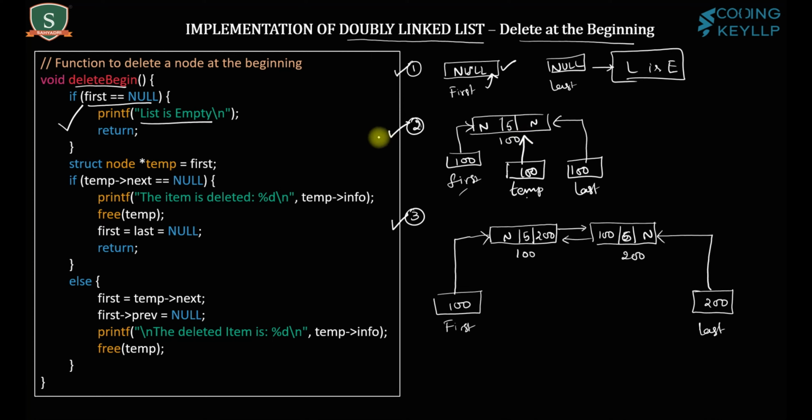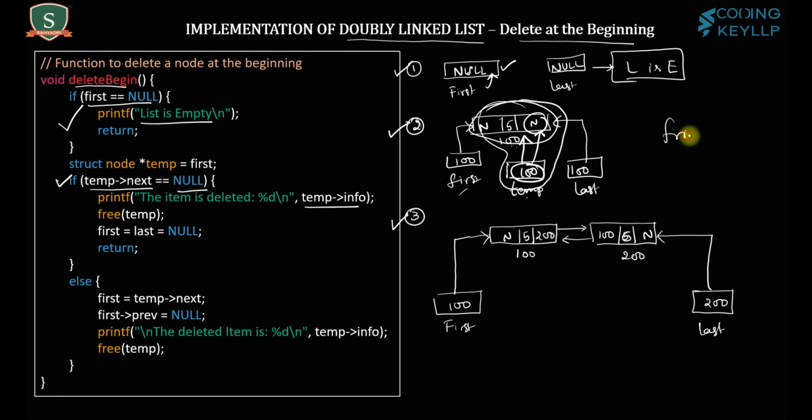Next, after that, we are checking the condition temporary of next is equal to null. What is the value of temporary? 100. So 100 address, temporary of next is equal to null. The condition is successful. Once the condition is successful, we are deleting the temporary of info, that means this complete memory.